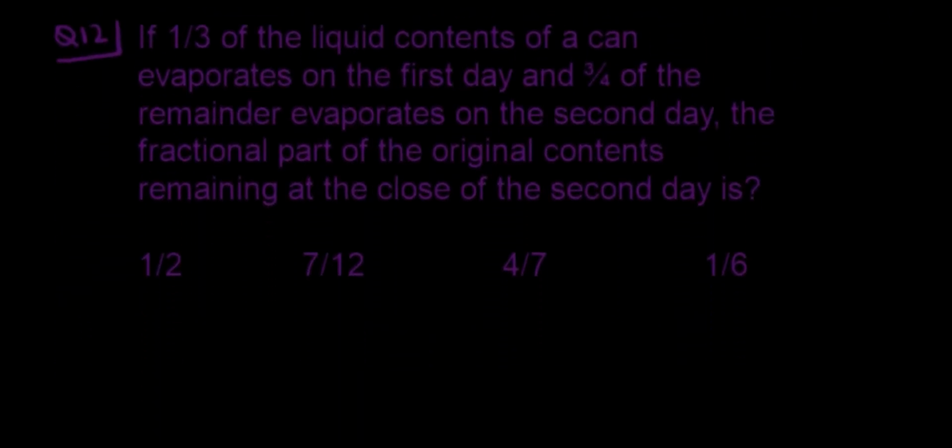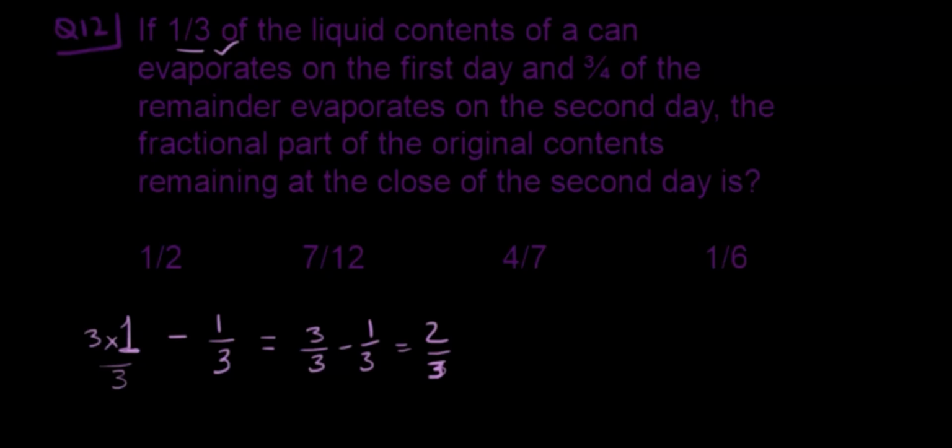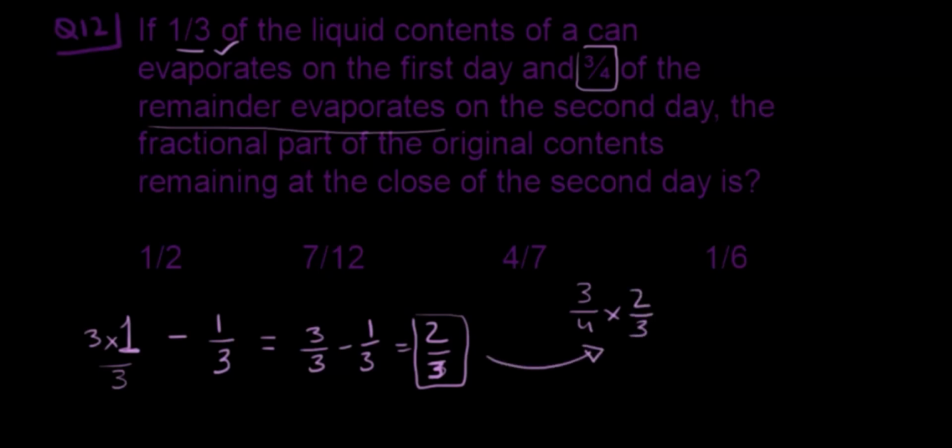Next question. If 1/3 of the liquid content of a can evaporates on the first day, okay, so the first day I had a complete liquid can filled with liquid. The first day, 1/3 of it evaporated, which leaves me with what? I can't subtract, I have to make the denominators the same. That's 3 over 3, take away 1 over 3, that's 2/3, yeah? That's 2/3. So they're saying 1/3 of the liquid of the content of a can evaporates on the first day, and 3/4 of the remainder evaporates. So this is what the remainder is. They're saying 3/4 of the remainder. 3/4 of the remainder evaporates the next day.